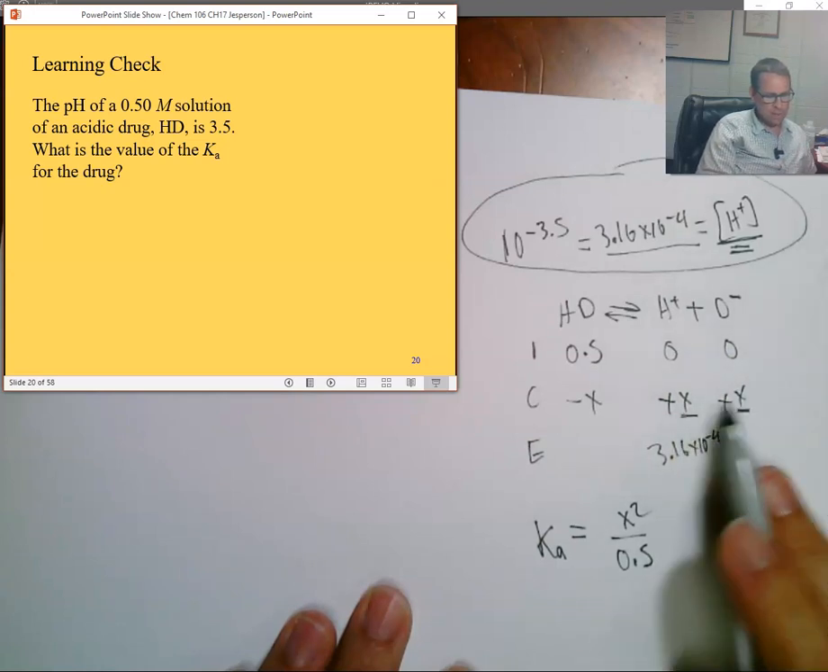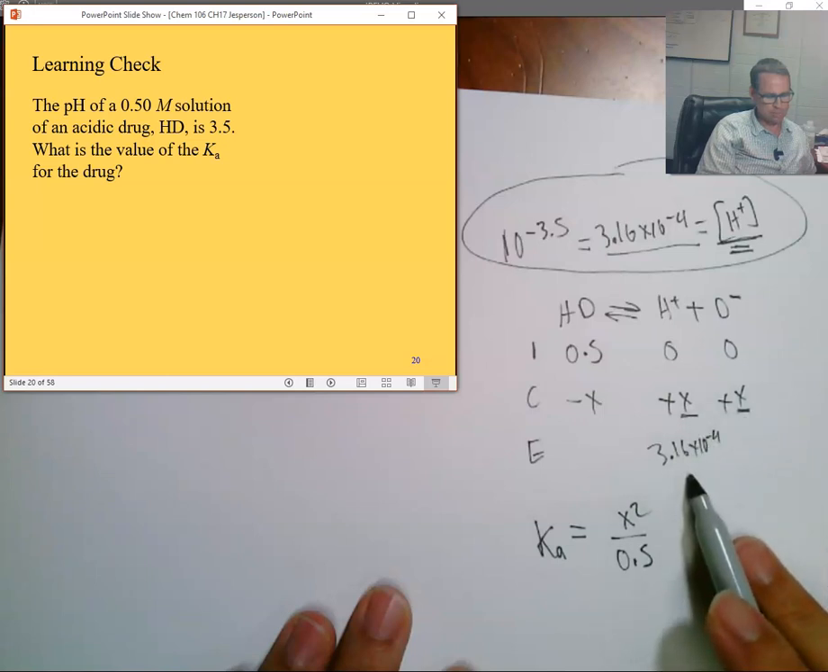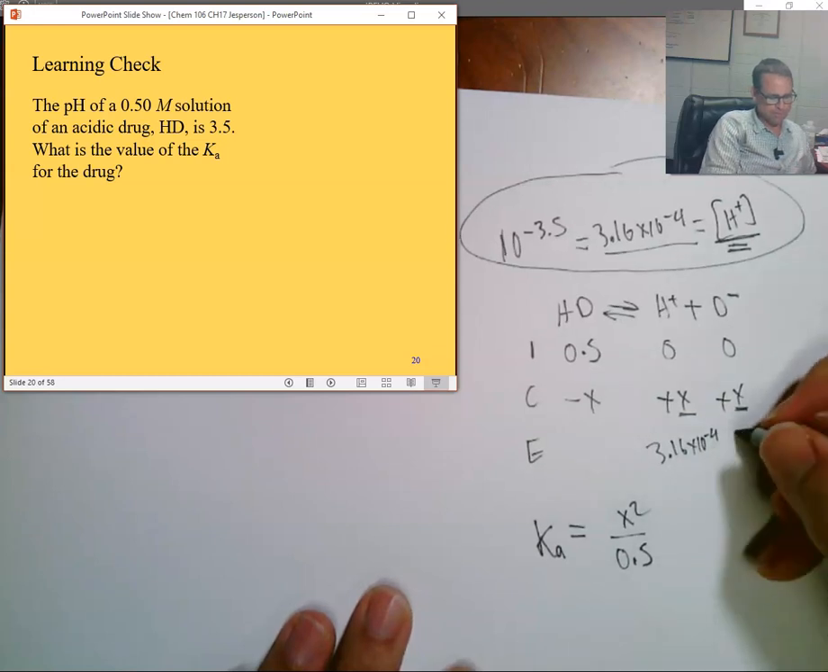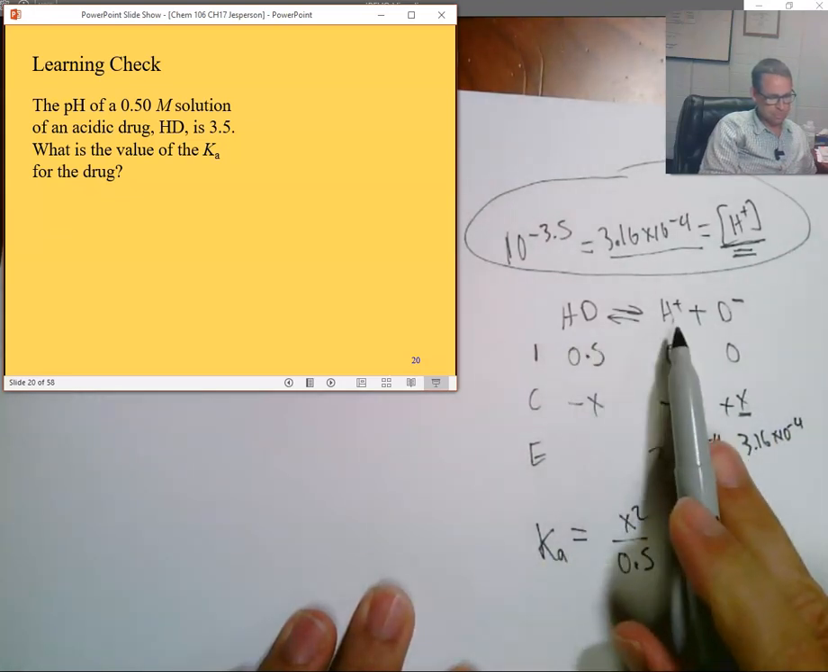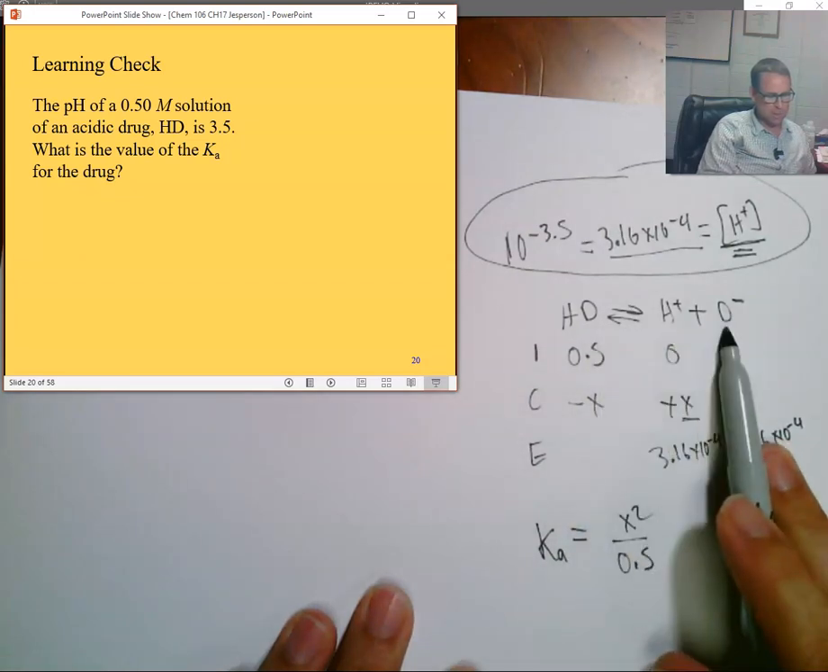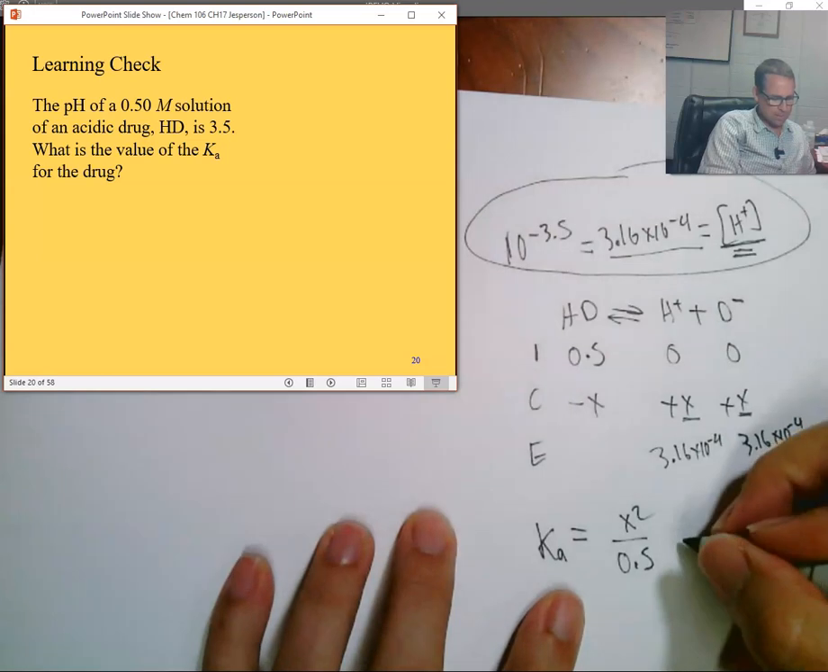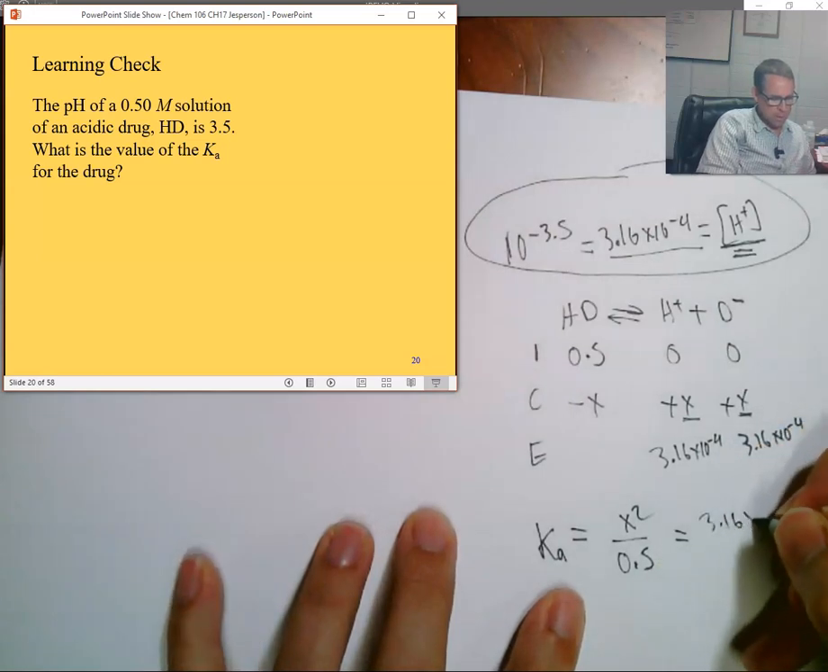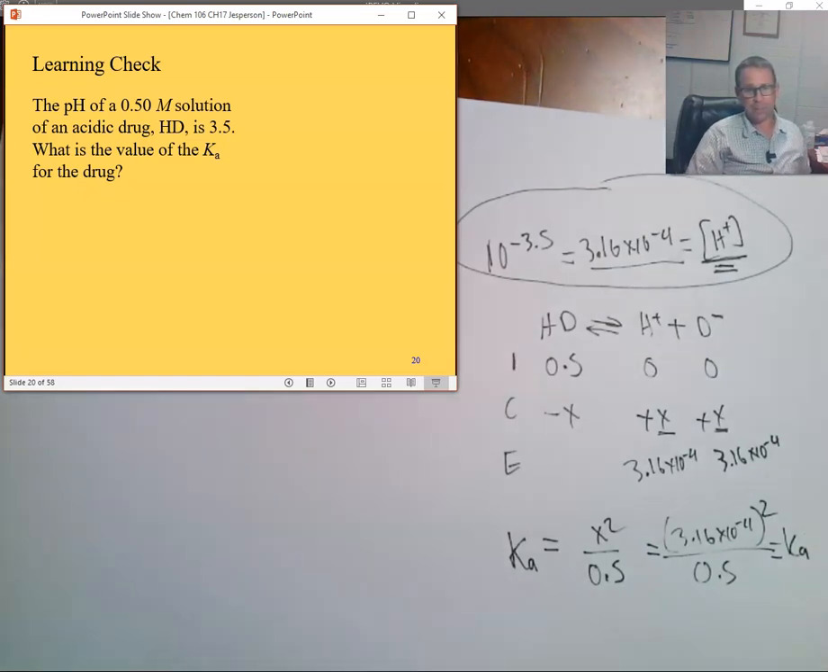Why is it that those X's are the same? As it says they're both X. Are they really both this? I guess they are. Maybe, but why is it? How is that possible? Is it because when HD dissociates, it has to dissociate in equal parts? That's right. So for every H plus you get the same amount of D minus. Okay, very good. So basically, 3.16 times 10 to the minus 4 squared over 0.5 will equal our Ka. Is that true?